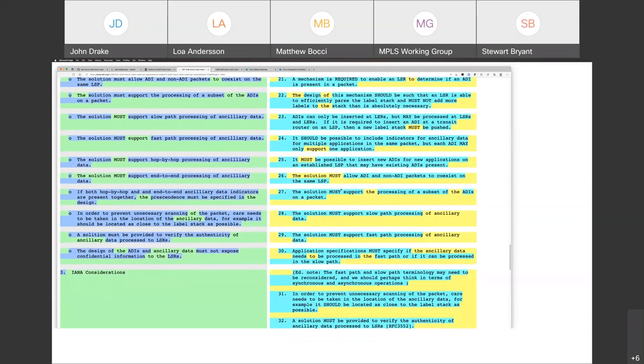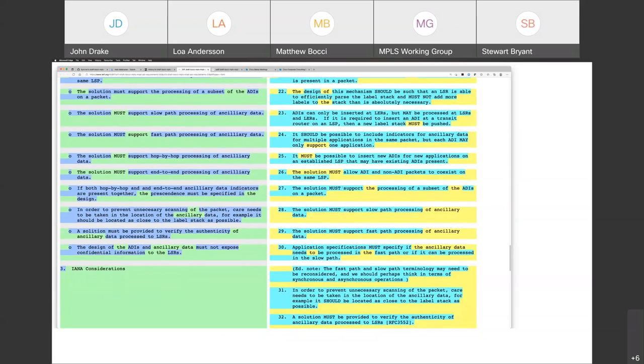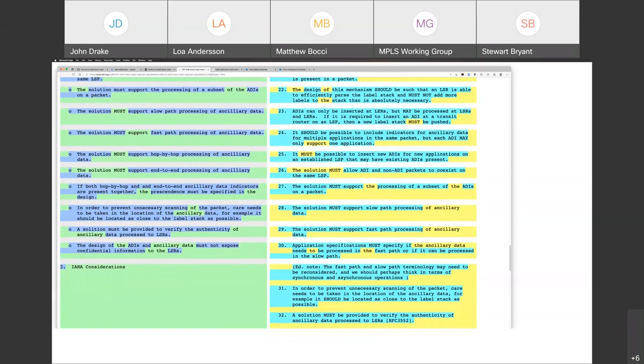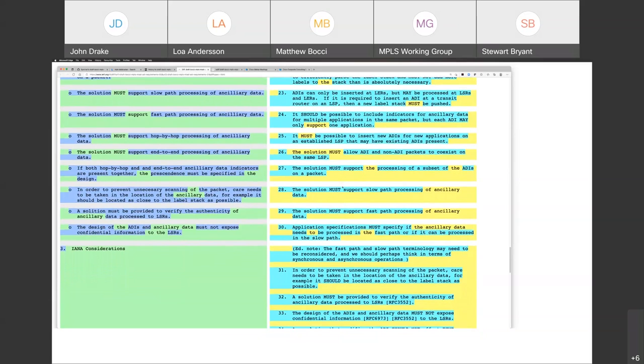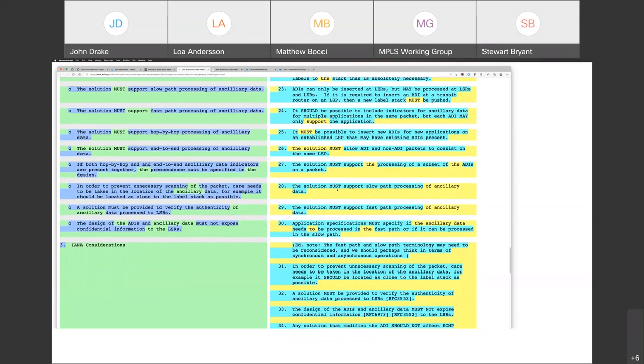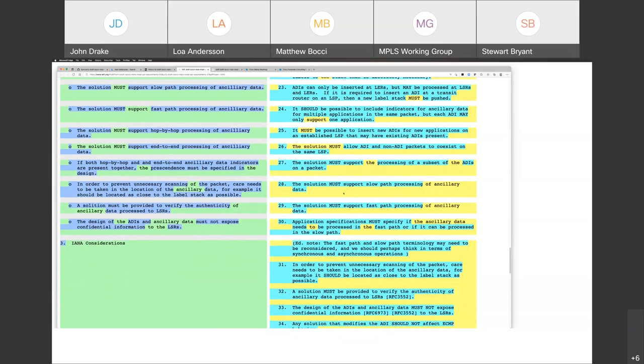Okay, so 26. Hopefully that's a given. We don't have to put an ADI on every packet. Okay with that. Yep. 27, I think we already discussed by proxy, which is it must be possible to process a subset of the ADIs. Yes. I think that this may need to be modified based upon the discussion about optional versus required. Yes.